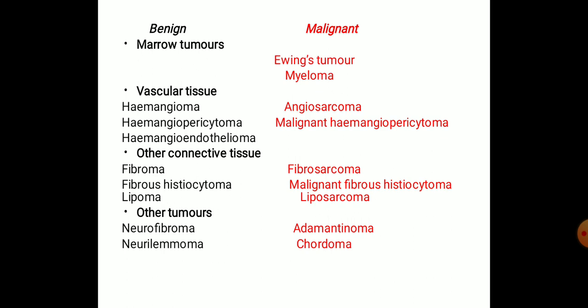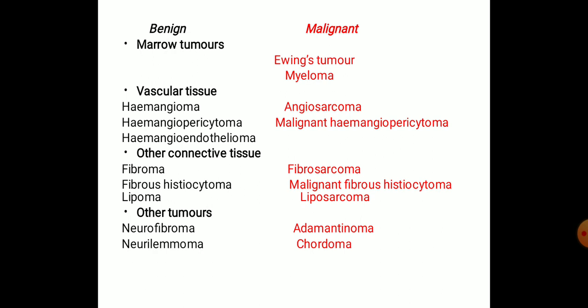Next is vascular tissues. The tumors which are arising in the vascular region in and around bone tissues. The benign ones are hemangioma, hemangiopericytoma, and hemangioendothelioma. So these are the benign ones, and the malignant ones are angiosarcoma and malignant hemangiopericytoma. So these are the malignant tumors which we can find in vascular tissues.